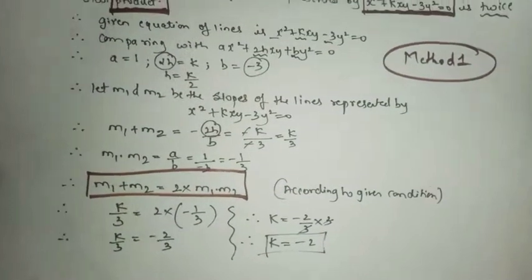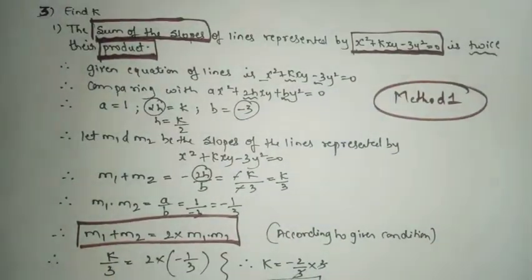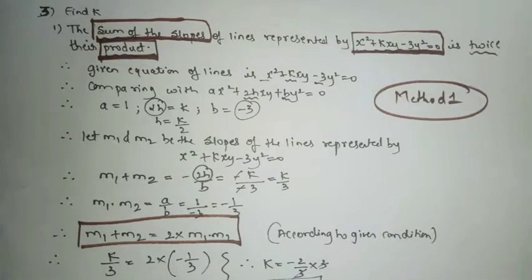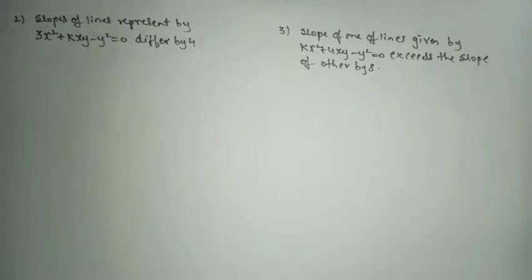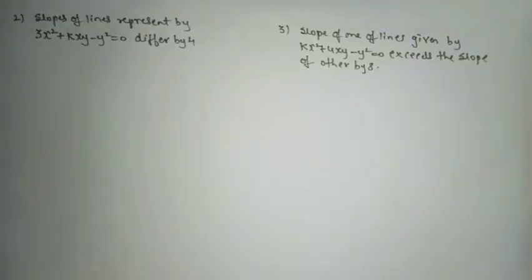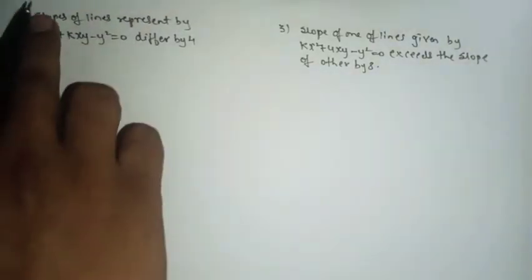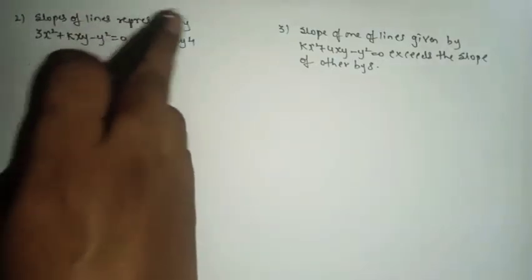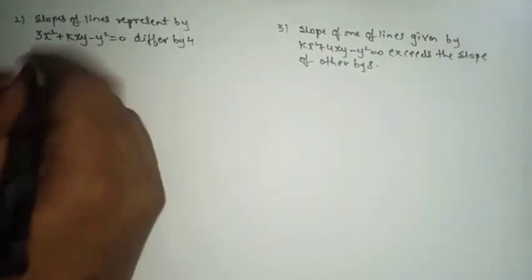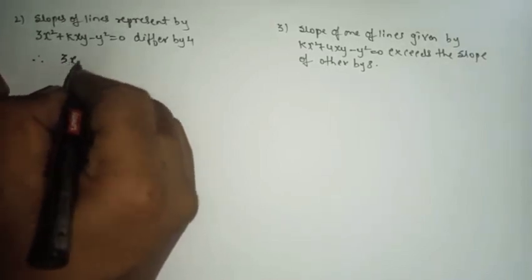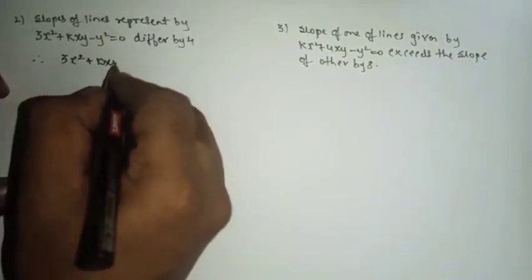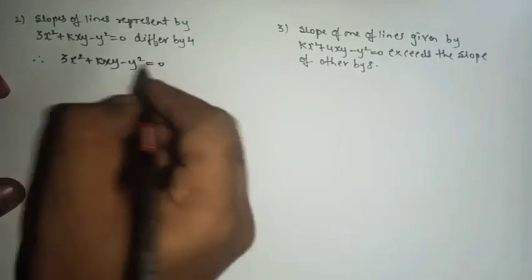Okay, got the idea? Now we'll take one more sum. Now we'll move on to the next sum, that is sum number 2. Here it is given the slope of the line represented by the equation. So the equation is 3x² + kxy - y² = 0.